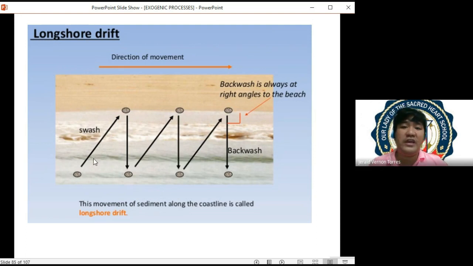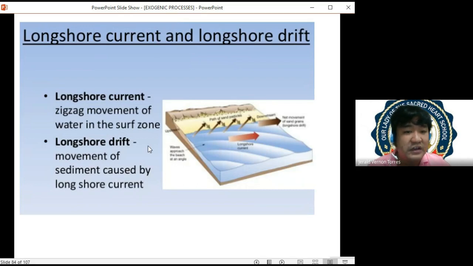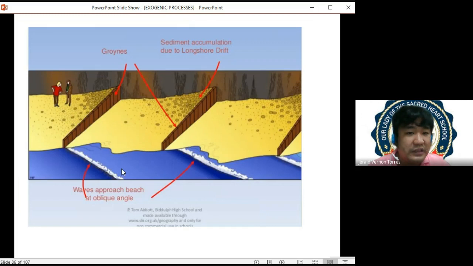So you produce a diagonal swash, meaning a diagonal incoming wave. Then your backswash is at 90 degrees to the coastal area, producing a zigzag pattern. As a result, we have what we call longshore drift. In longshore drift, the deposition of sediment across your beaches forms a zigzag pattern. If you observe, the pattern of sediment deposition along the coastal area is zigzag due to longshore current. This is called longshore drift.